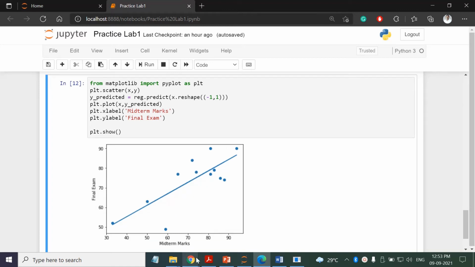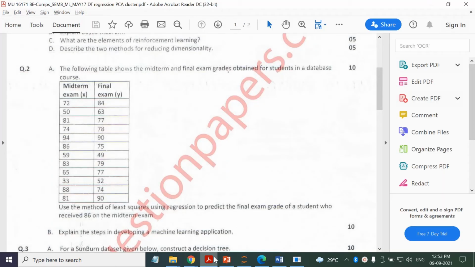So we'll stop here. In tomorrow's lecture we'll be starting with decision tree.